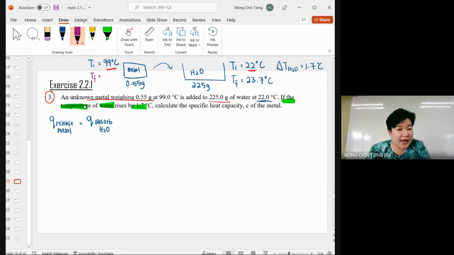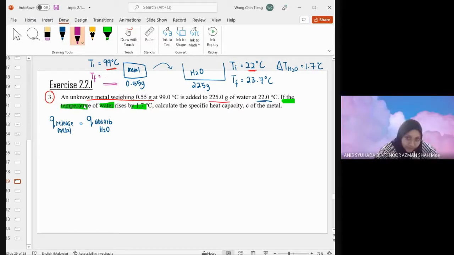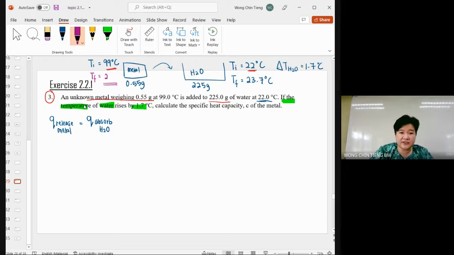Okay. And the main key thing about this question is just one. This one. What do you think the T final of the metal will be? What do you think the T final for the metal is? Anyone? 23.7. Yes, the T final will be 23.7 degrees Celsius. Very good, Anis. Why 23.7?